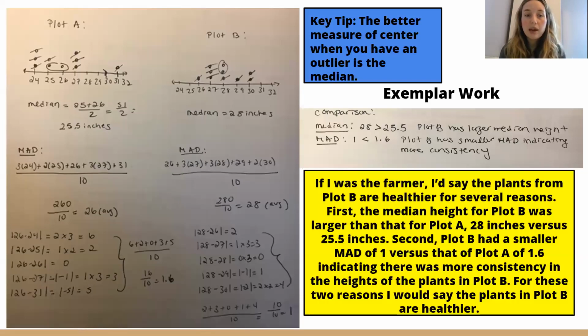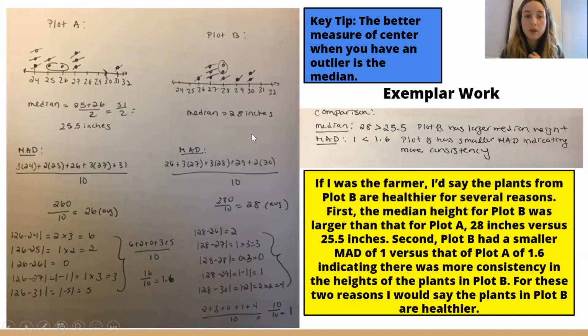And I decided that I was going to use a median instead of mean as my measure of center. The reason why is because I know that for plot A there was an outlier, and the better measure of center when you have an outlier point is actually to use median, which is the middle value, remember. So I went ahead and I calculated the median for plot A, which was 25 and 5/10 inches, and the median for plot B, which was 28 inches.